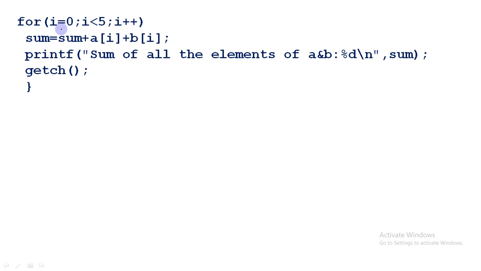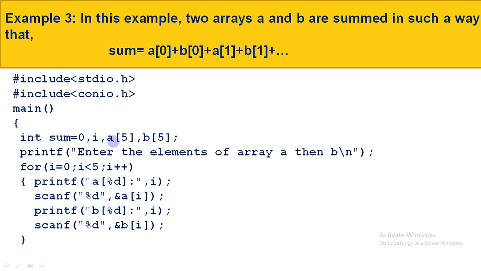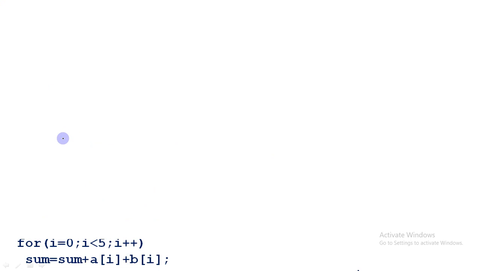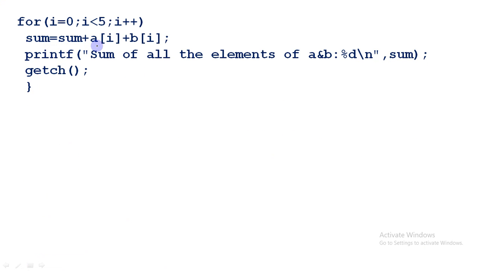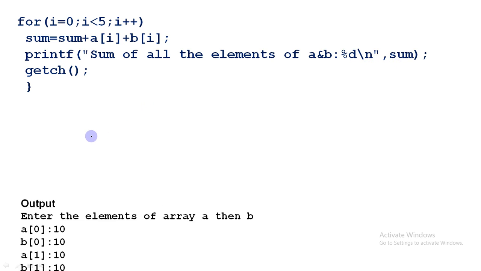And then in order to get the sum, we once again go for the for loop and just sum it up. Sum equal to sum, the earlier value of the sum, which was initialized to 0 somewhere over here. Then sum equal to sum plus a of I plus b of I. Sum of all the elements of arrays a and b equal to percentage d, and it is sum.